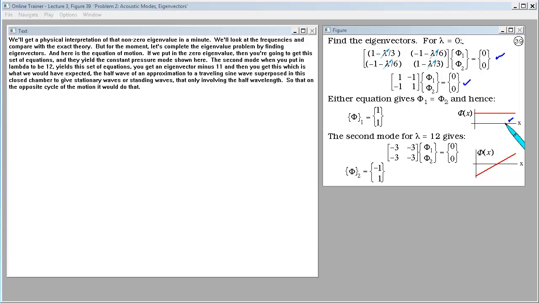The second mode, when you put in lambda to be 12, yields this set of equations. You get an eigenvector minus 1, 1, and then you get this, which is what we would have expected, the half wave of an approximation to a traveling sine wave superposed in this closed chamber to give stationary waves or standing waves, but only involving the half wavelength, so that on the opposite cycle of motion it would do that.